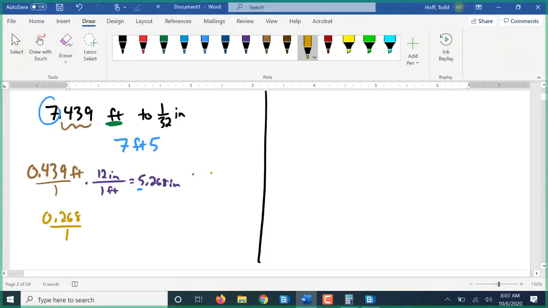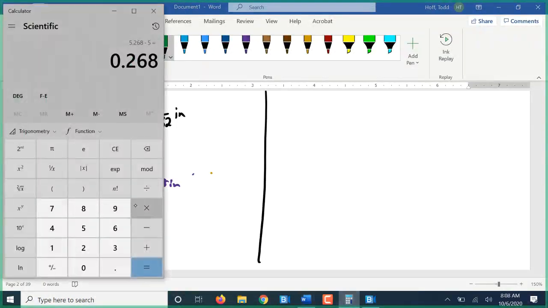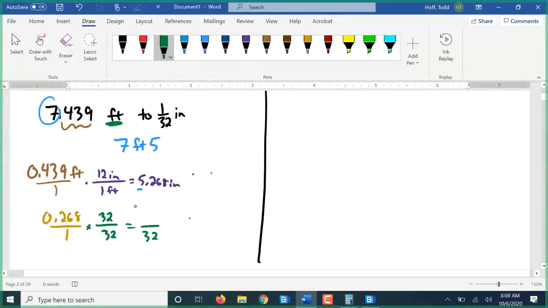Now I have to look to see what fraction I want. I want it to the 32nd. So I want to change my 1 into a 32, so I'm going to multiply it by 32. I multiply the numerator, the 0.268, by 32 as well. Give me 8.576.